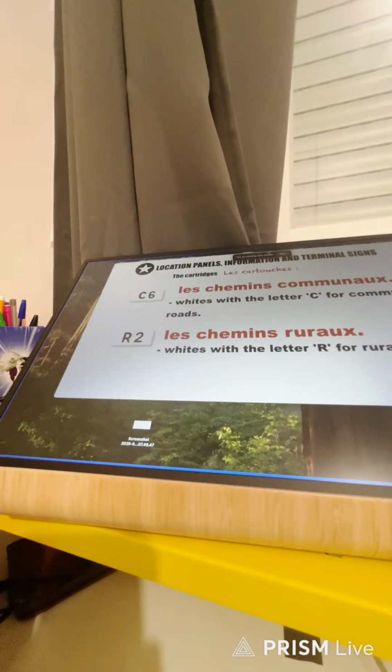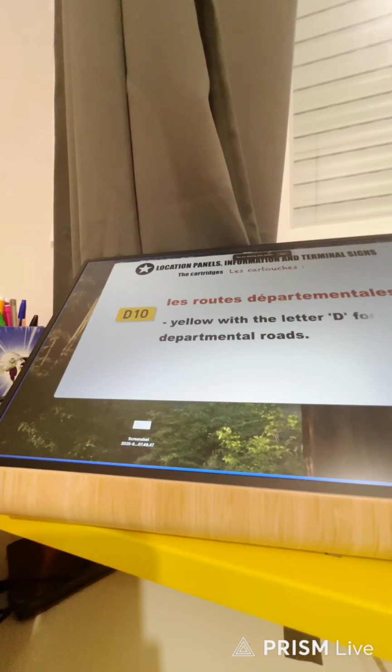It's very important that you know all these colors. Okay, and the last one is a departmental road. Departmental road is always yellow. If you are driving on a departmental road, it's yellow. If you are driving on common.